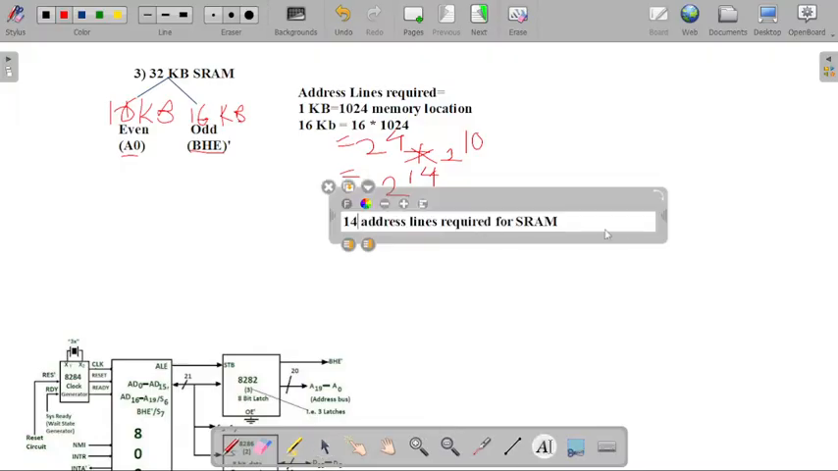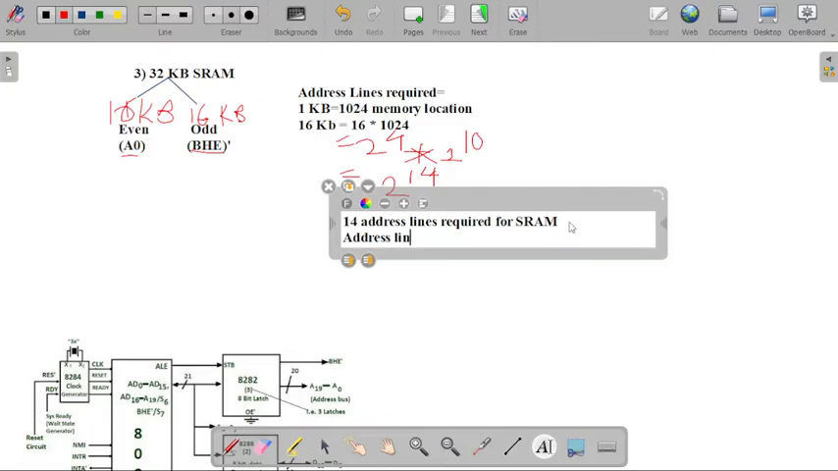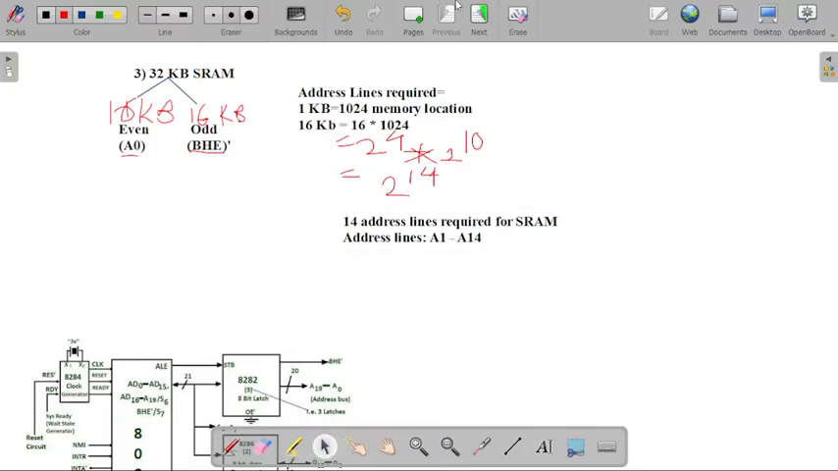So I'm writing here the address line number, that is address lines will be considered as A1 to A14, because A0 is the address line that we have already used for the even memory bank. So we have to consider the address lines from A1 to A14. Here we have completed with our address line calculation.